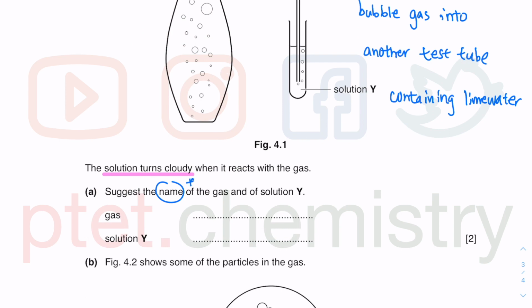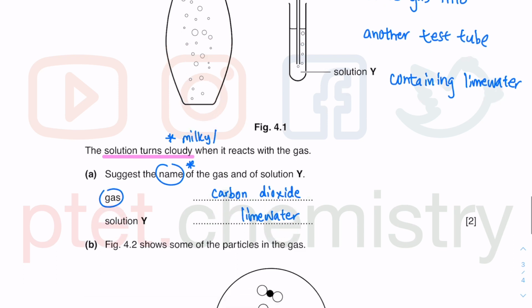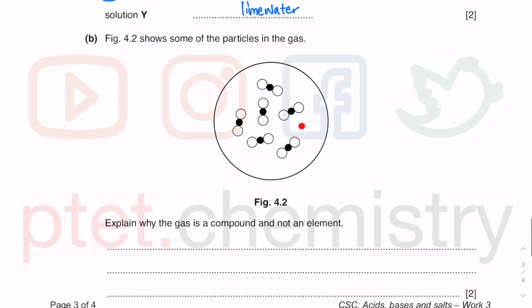They want the name. They don't want the formula. The gas is going to be called carbon dioxide. The test for carbon dioxide is using lime water, and the result, of course, is lime water turns milky or lime water turns cloudy. It started from a see-through, transparent, colorless solution, and it turned milky or cloudy with solid there.